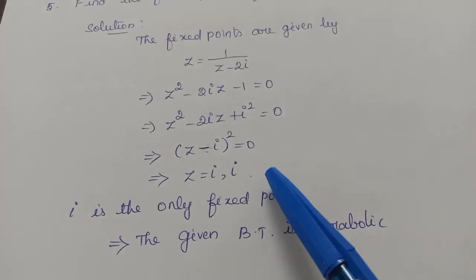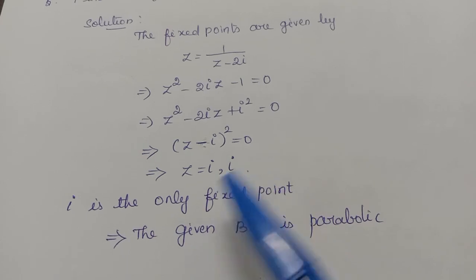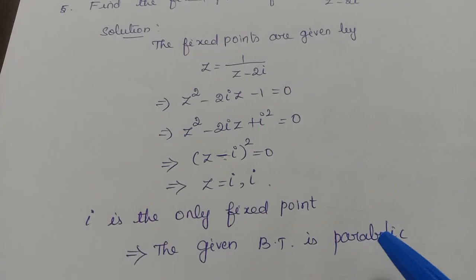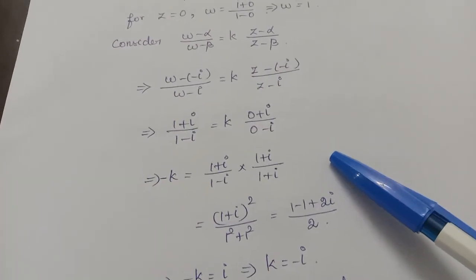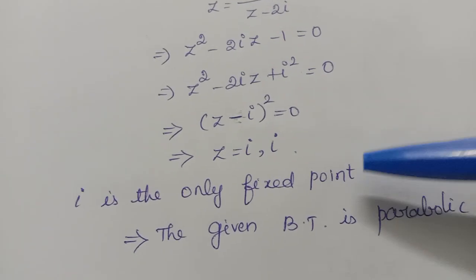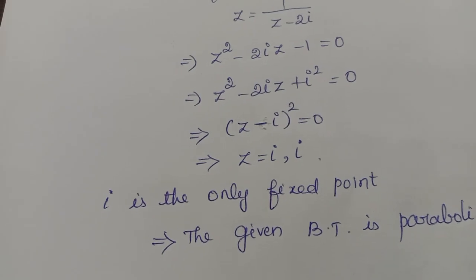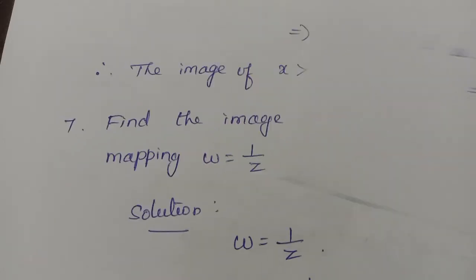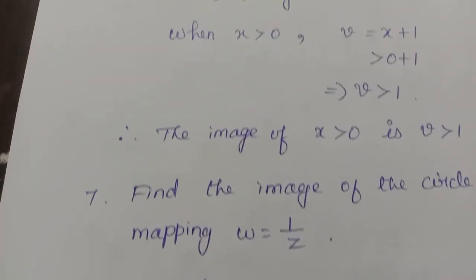If a given bilinear transformation has only one fixed point, that bilinear transformation is called parabolic. No need to go for any calculation. In the previous problem, you did some calculation for finding its nature. That is not necessary here, because this has only one finite fixed point. So automatically you can write it is of parabolic type. Only when you have two fixed points do you have to identify the value of k.